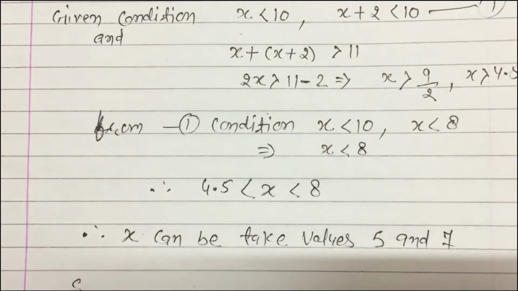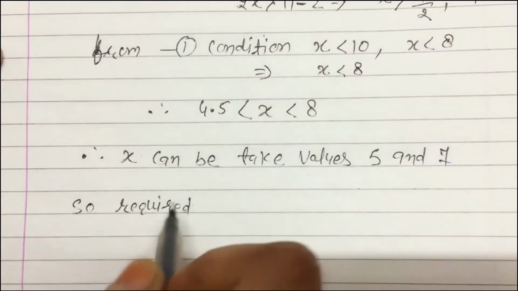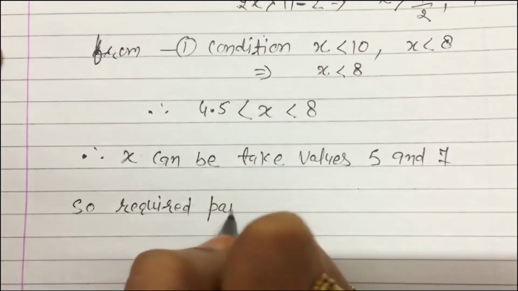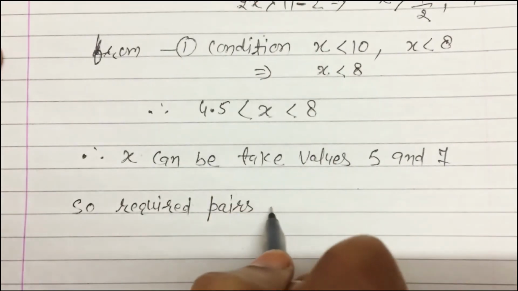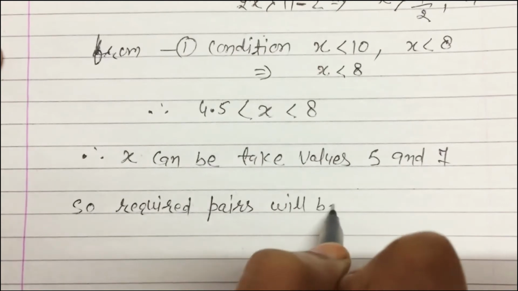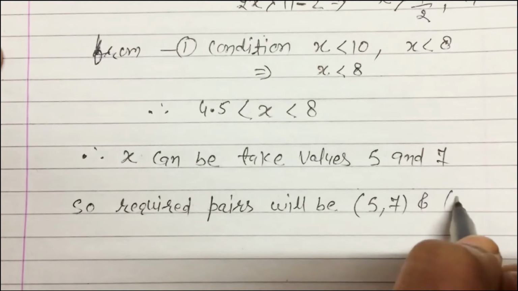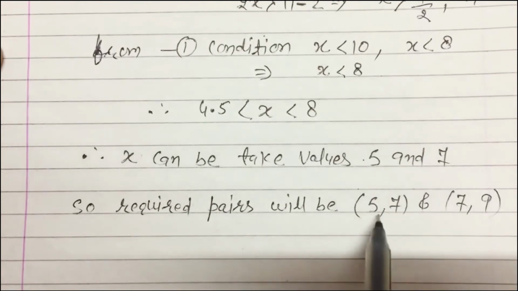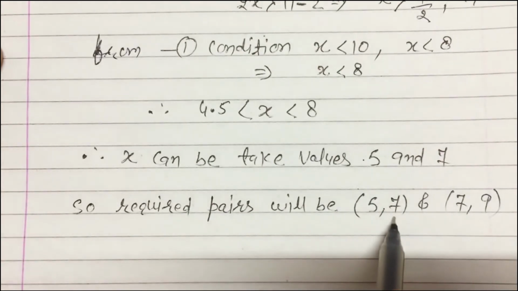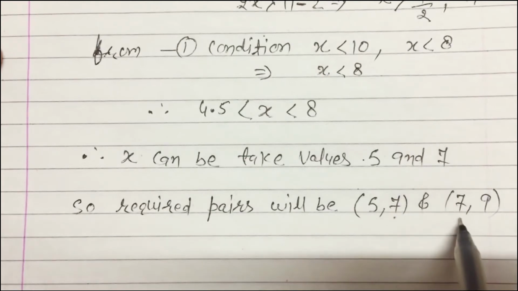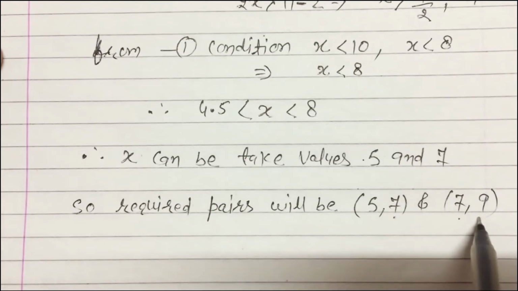So the required pairs will be 5, 7 and 7, 9. 5 is x and 7 is x plus 2. Same as here, in place of x, 7, and x plus 2 is 9.